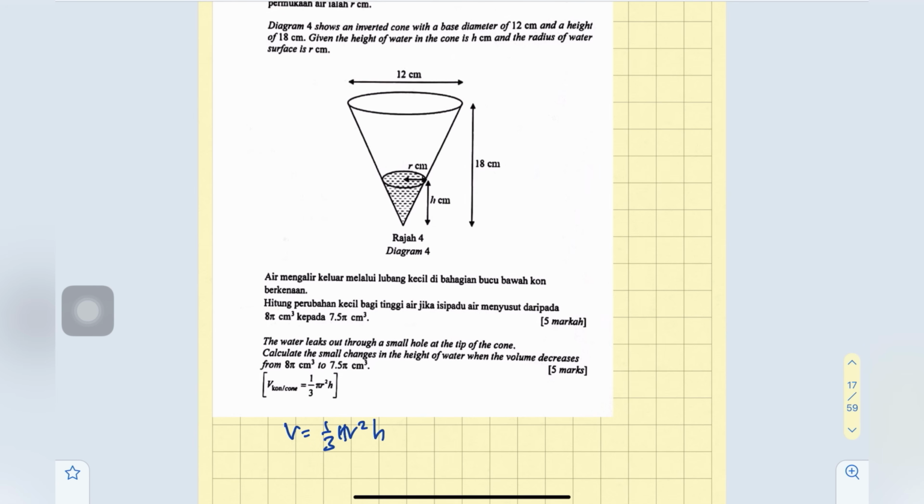Okay, first of all, bila kita dapat soalan macam ni, kita kena identify apa dia clue dia supaya kita tahu apa kita nak buat.